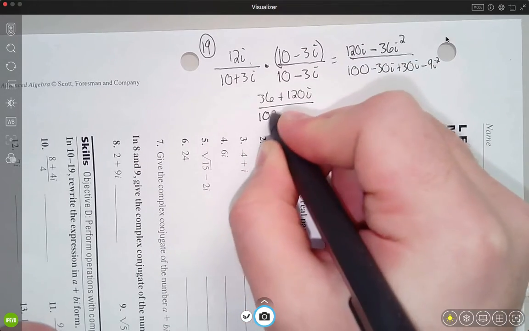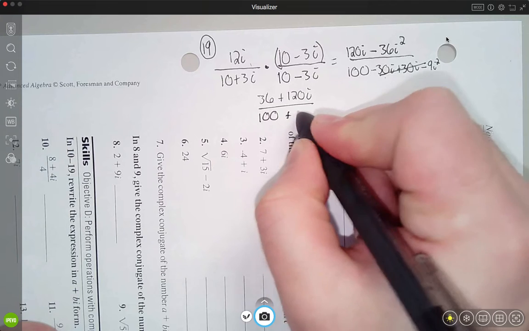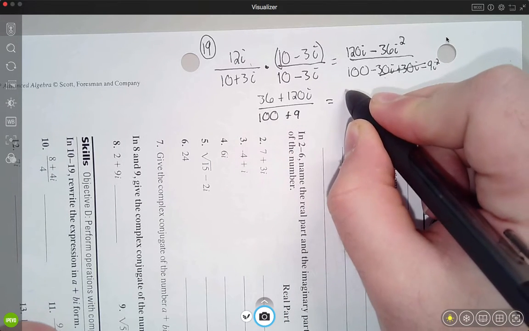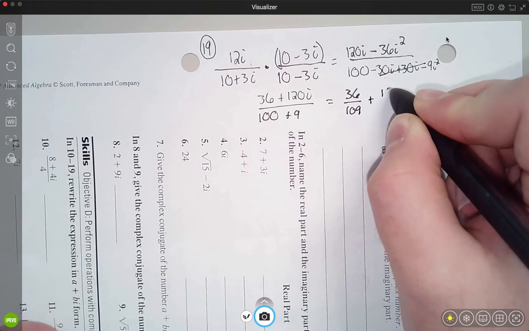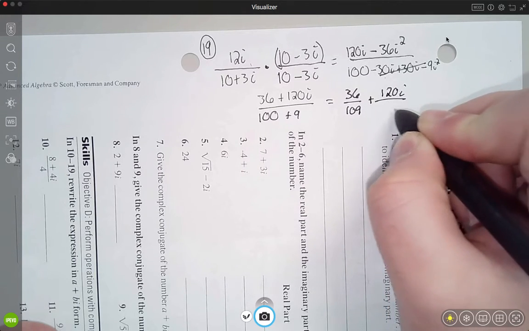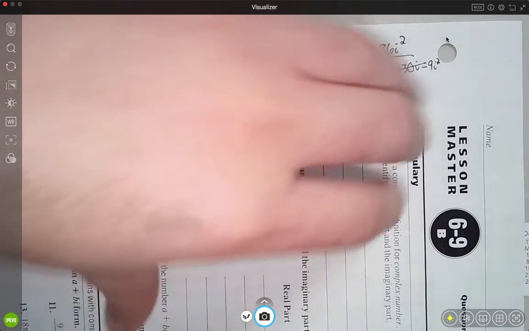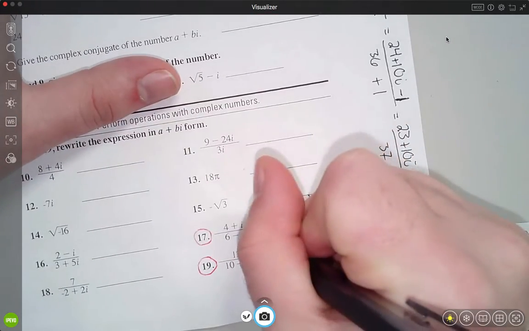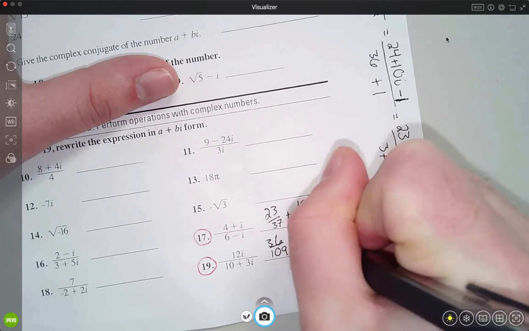My i's will cancel, and my negative 9 becomes a positive 9. So that's going to give me 109 on the bottom. So 36 over 109, I'm going to split this apart right now as well. Gives you 120i over 109. Again, I can't reduce those because my 109s are prime. There's no way to simplify that. So my final answer here again is going to be 36 over 109 plus 120i over 109.